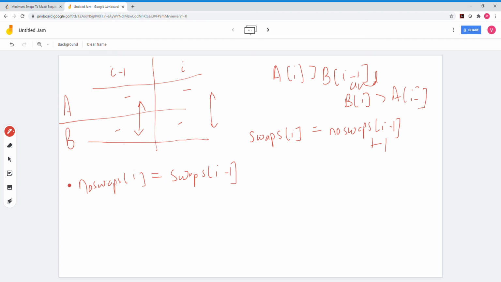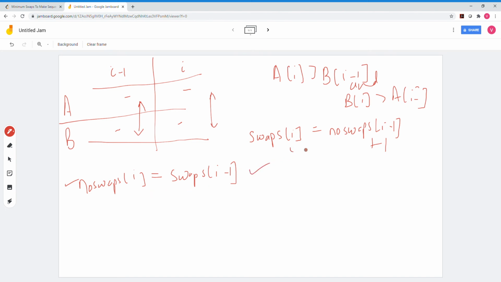Let me explain this last case in slightly more detail. No swaps of I is the cost to make the array increasing until the ith index such that there is no swap at the ith index. Now if there is no swap at the ith index, there is no cost for swapping at the ith index. Now we have to make the array increasing until the I minus 1th index with a swap at the I minus 1th index. That is nothing but swaps of I minus 1. That's why no swaps of I is the same as swaps of I minus 1.